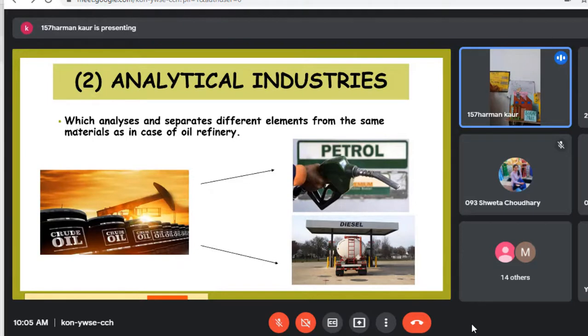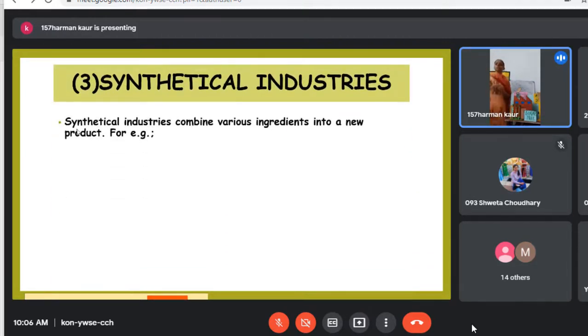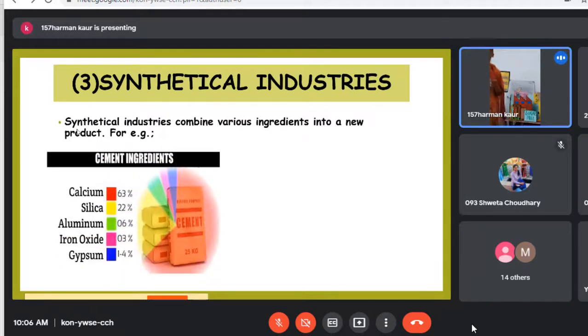Next industry is synthetical industry. Synthetical industry combines various ingredients into a new product. In synthetic industries, different materials and ingredients are used, and they are converted into a final product. For example, cement. The ingredients which are used to make cement are calcium, silica, aluminium, iron oxide, and gypsum. All these materials are mixed, and the final product is made, which is cement.